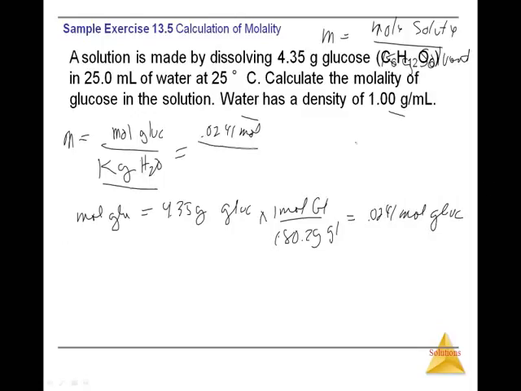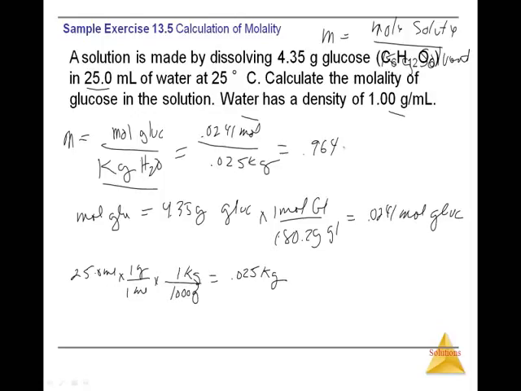So if I have 25.0 milliliters, and what I know is the density is 1 gram per 1 milliliter, and let's get this in kilograms. I know that there's 1,000 grams in 1 kilogram. So this is going to be 0.025 kilograms. And that's going to go here, 0.025 kilograms. And when I divide those out, I'm going to end up with a molality of 0.965. It looks like I can get 3 sig figs.